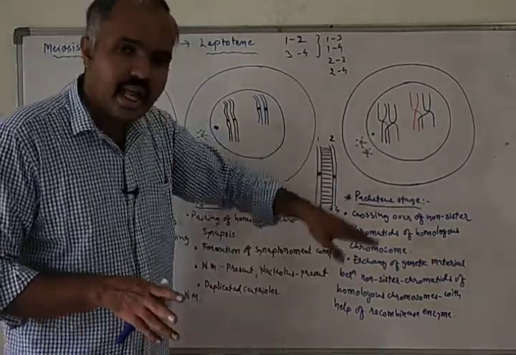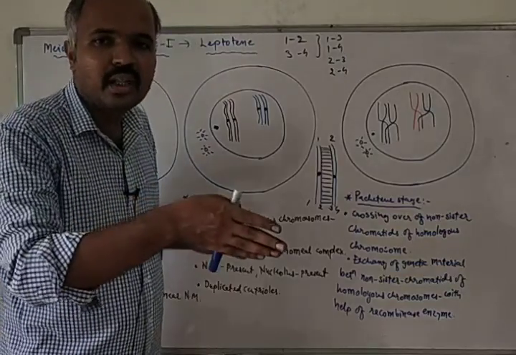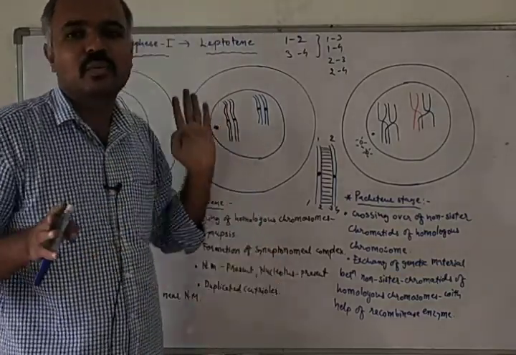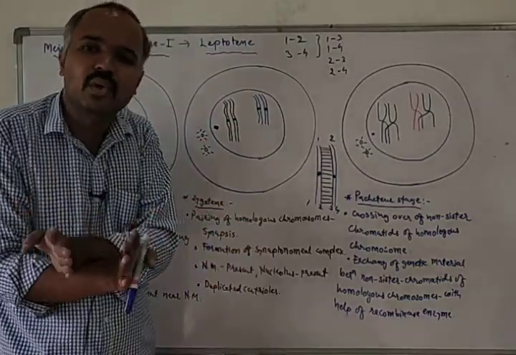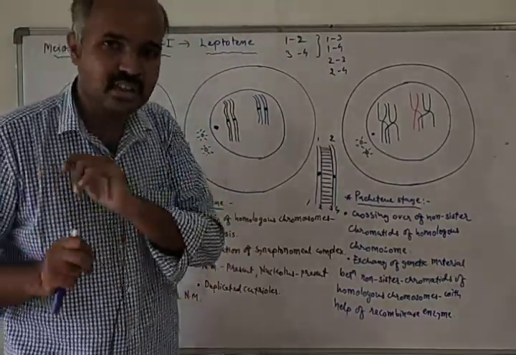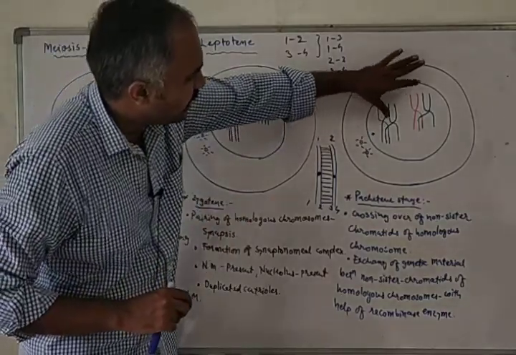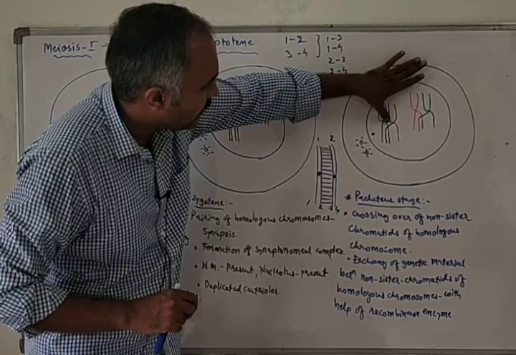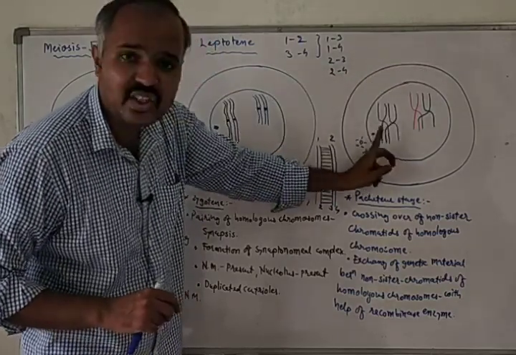But now one chromatid of one chromosome is crossing over another chromatid of another chromosome, or we can say there will be crossing over between non-sister chromatids of the homologous chromosomes during the pachytene stage. Then this blue colored chromatid will give its part to this black colored chromatid. They will exchange their parts.